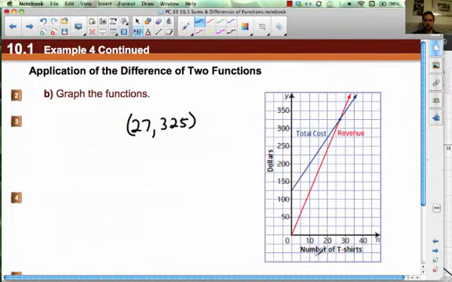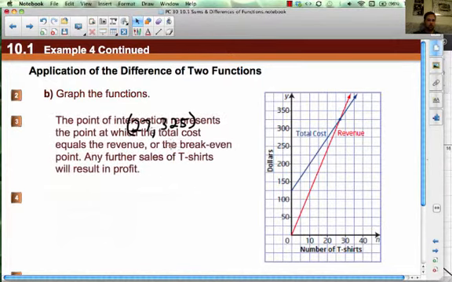Well, 27 represents the number of t-shirts, and 325 represents basically the revenue from the t-shirts, but also the total cost. So since they intersect, they both have that value when x equals 27. They both have a value of 325. So the point of intersection represents the point at which the total cost equals the revenue. So that means it's the break-even point.